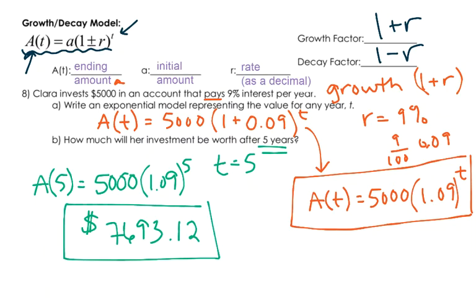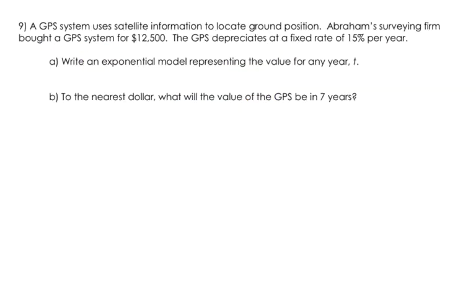Alright, let's try one more. A GPS system uses satellite information to locate a ground position. Abraham's surveying firm bought a GPS system for $12,500. Again, there is our starting amount, our lowercase a. The GPS depreciates, so this is a decay, at a fixed rate of 15% per year. So my rate this time is 0.15. Remember, we're going to switch that percent to a decimal.